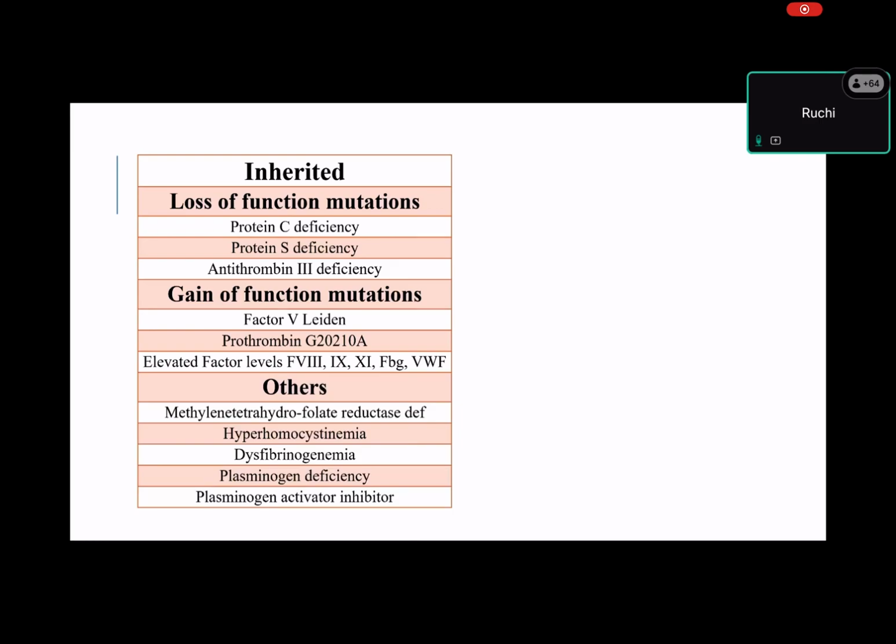Then we have some gain of function mutations like factor 5 Leiden. So factor 5 Leiden is such a mutation जिसमें कि protein C factor 5 को cleave नहीं कर पाता है जो normally इसको cleave कर लेना चाहिए था. Similarly, there is a prothrombin gene mutation. Again, this is a gain of function mutation because of which the prothrombin amount produced is more.